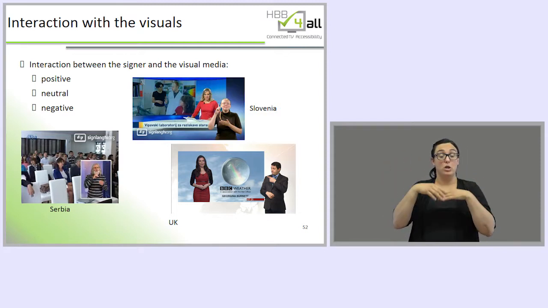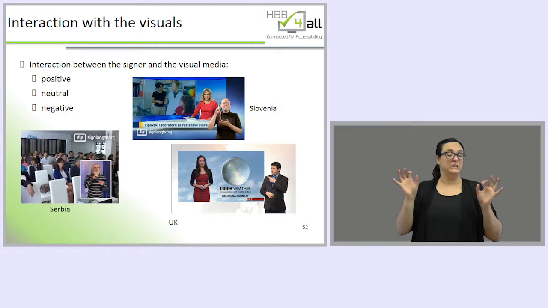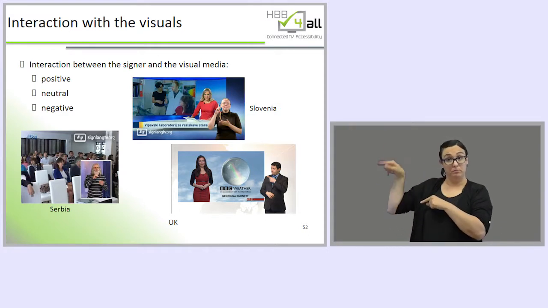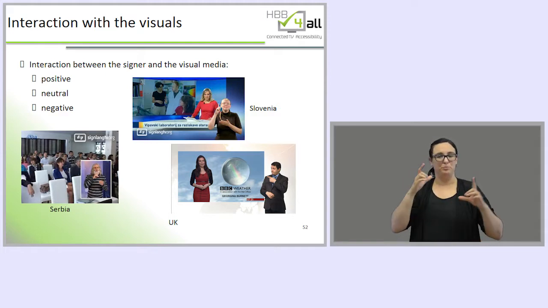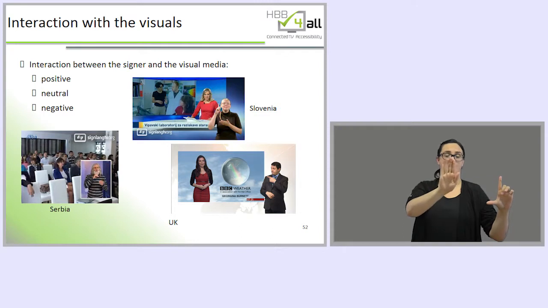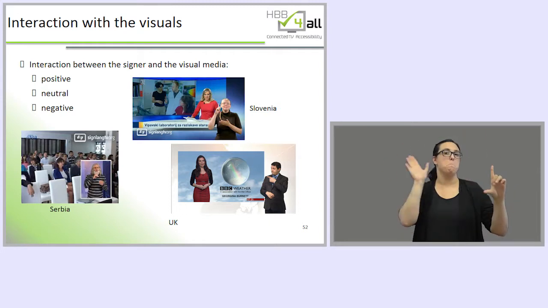A neutral interaction would mean that there's no actual interaction between the signer and the media. And the examples from Slovenia and Serbia show a negative interaction. In this case, the interpreter is blocking the visual media. In the Slovenia example, the interpreter is blocking part of the captions. And in the Serbia example, the position and size of the interpreter's box blocks a big part, nearly a third, of the visual information.